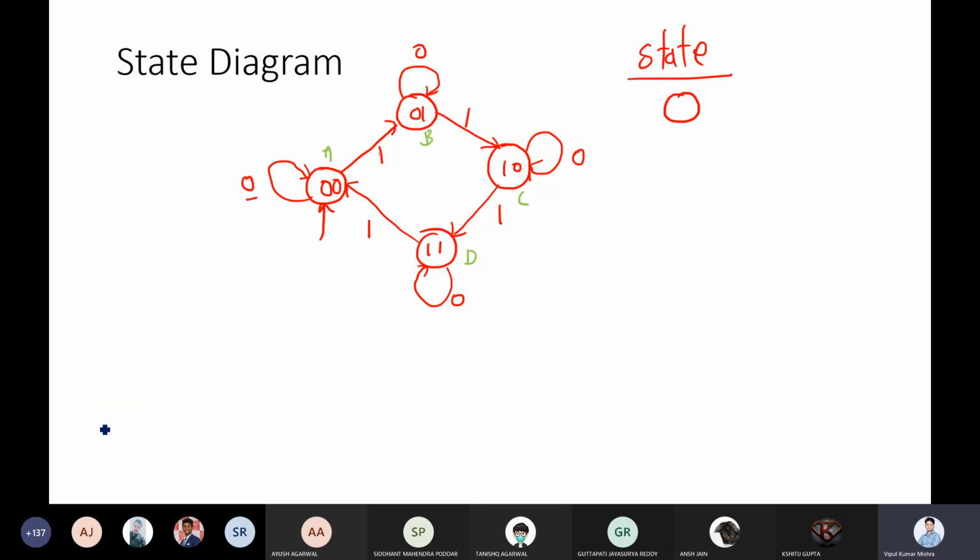So you will say your previous state, input, and next state. Now suppose currently you are in the A state and your input is 0. What will be the next state? What do you think? What will be the next state?